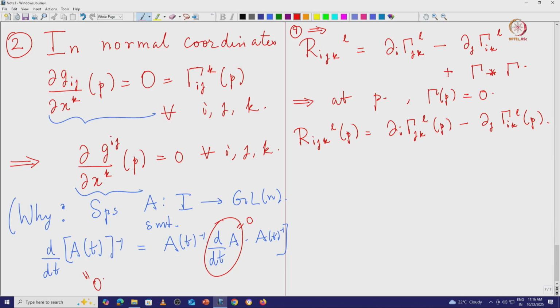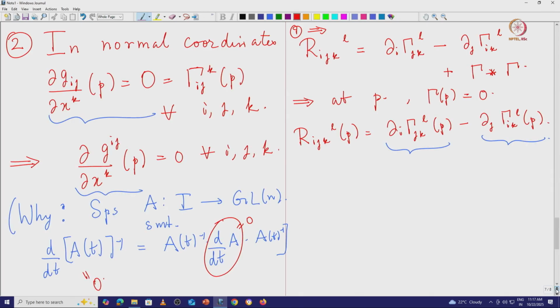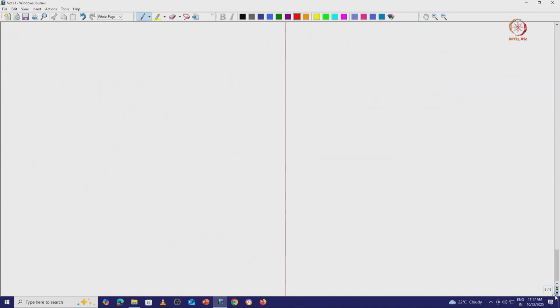Okay. So in order to prove my formula in normal coordinates, I only have to calculate what these are. So let's do that in the next page. Right. So let's calculate what this is. Our goal is to compute del i and del j of gamma ikl at P.